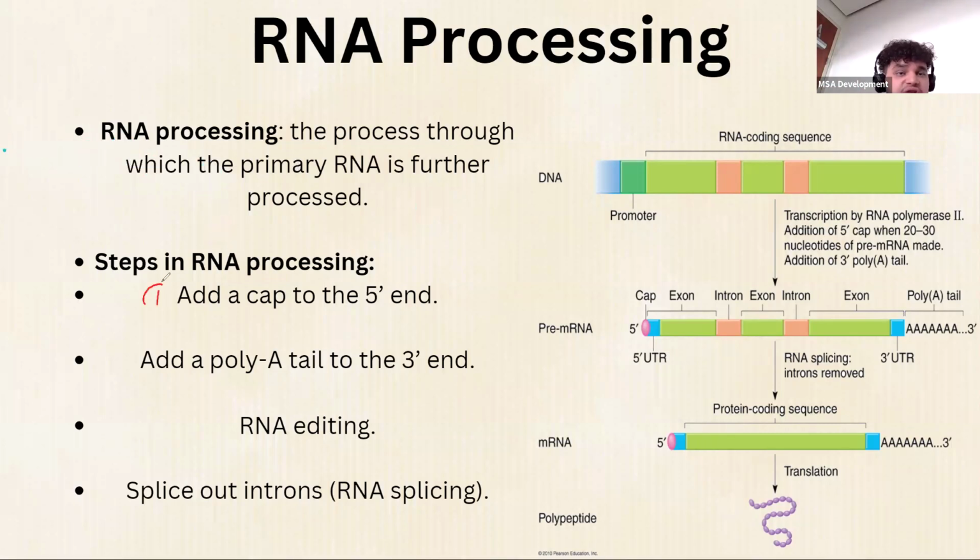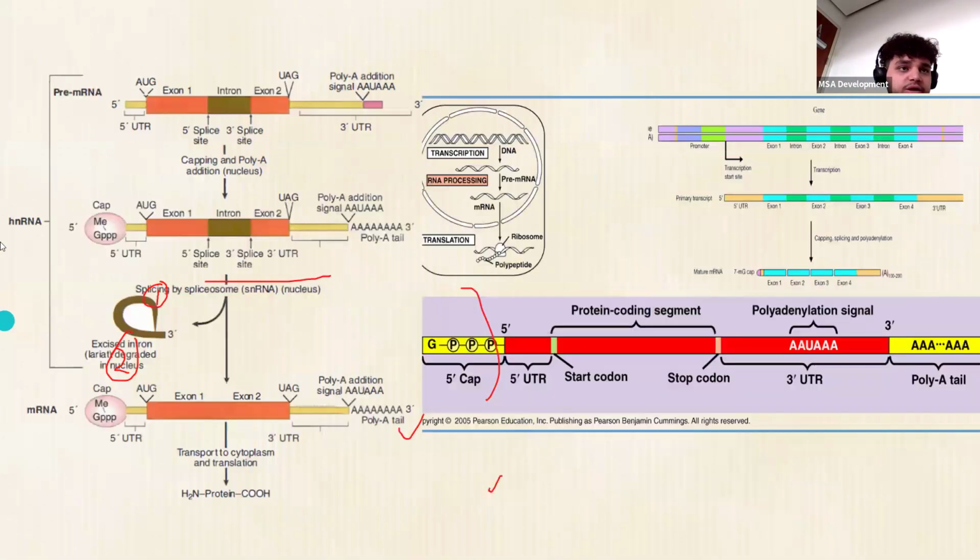What are the steps in RNA processing? Number 1, we have the addition of a cap at the 5' end. We said that prokaryotes do not have it. Number 2, we have the addition of a poly-A tail at the 3' end. Remember, there is no 3' tail in prokaryotes because we do not need any further processing of the RNA. Do you see how you connect the dots? We have RNA processing in eukaryotes, not in prokaryotes. So that's why I don't have these two in prokaryotes. After that, we have RNA editing and RNA splicing. Okay? So let's go one by one.